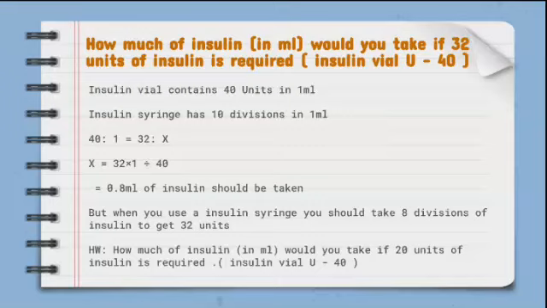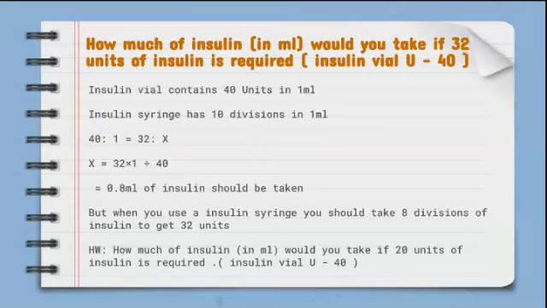So you will get 32 into 1 divided by 40. So the answer in ml is 0.8 ml of insulin should be taken. Here there are two things you should remember. The ml, or the amount of insulin you take from the vial, is 0.8 ml. But when you take it in an insulin syringe, you have to take 8 divisions.